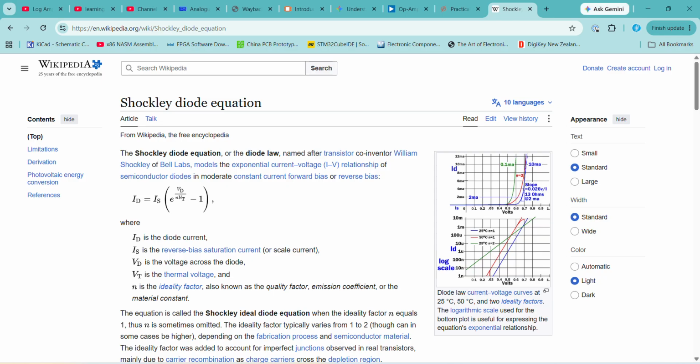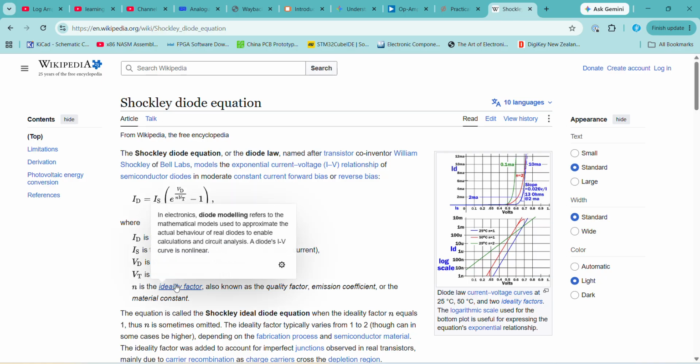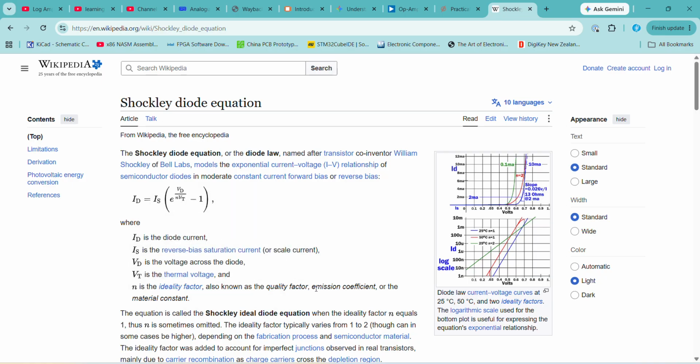The reason is because the Shockley diode equation has this n factor for diodes. This is the ideal factor, which is basically the emission coefficient, and that's 1 for transistors. Transistors are designed for this to be as close to 1 as possible. And in diodes, this is not 1, it varies. And what's worse is that it varies with current, especially when the current is small.